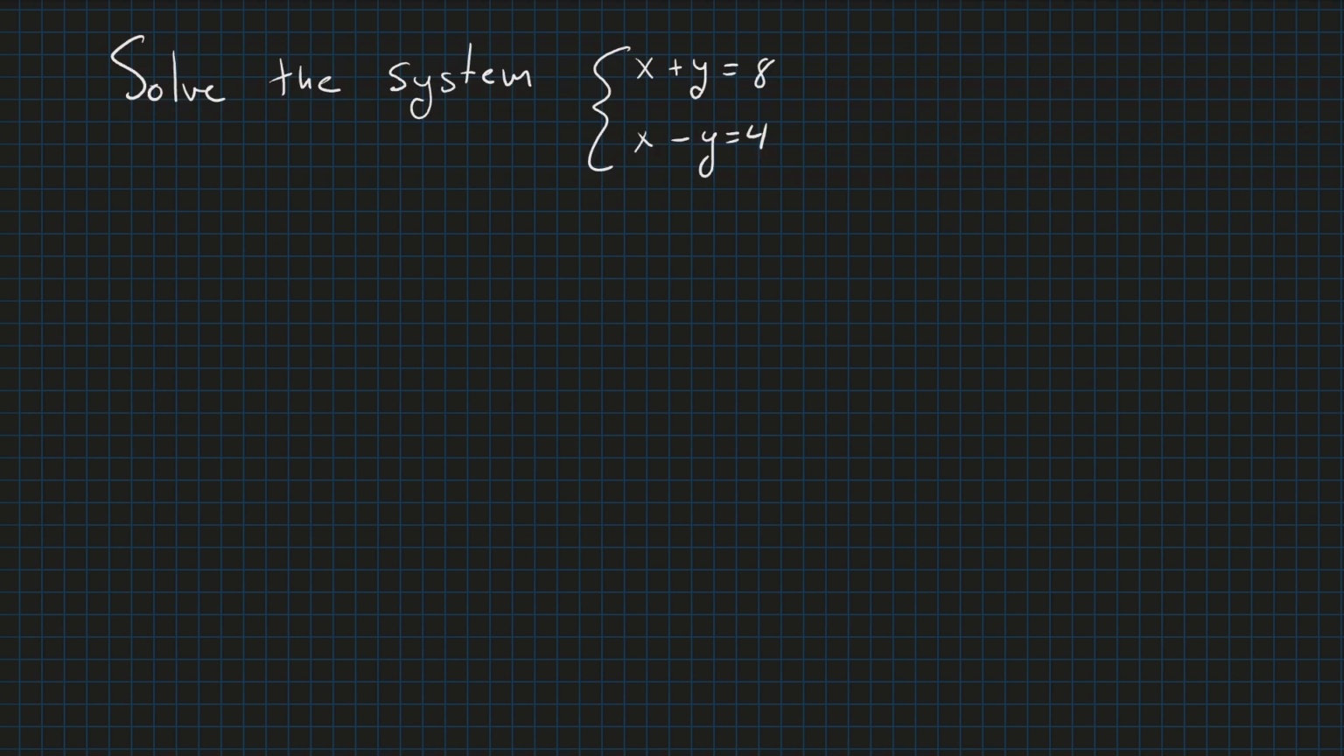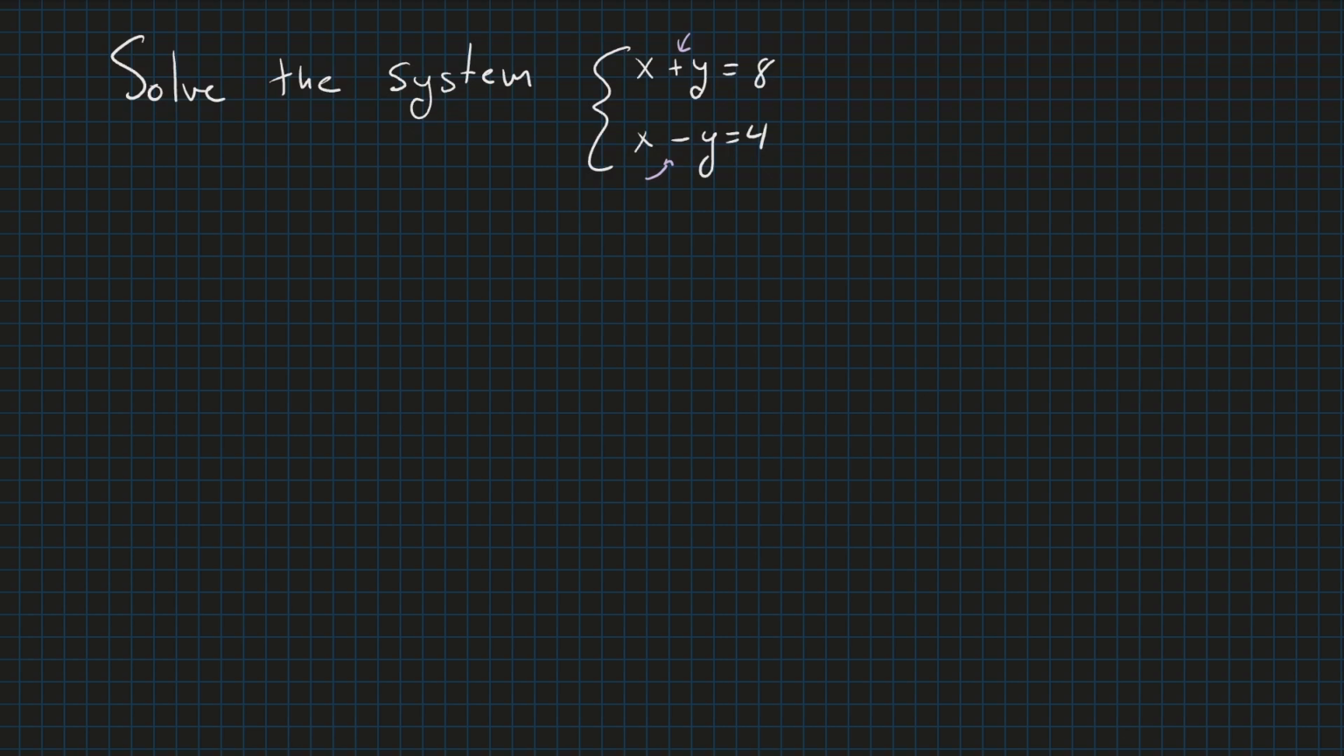So the first thing that I'm noticing here is that we have a plus y and we have a minus y. Wouldn't it be nice if we could just add these two equations together and notice that plus y minus y gives us no more y, 0y, to solve? And so let's just try it.